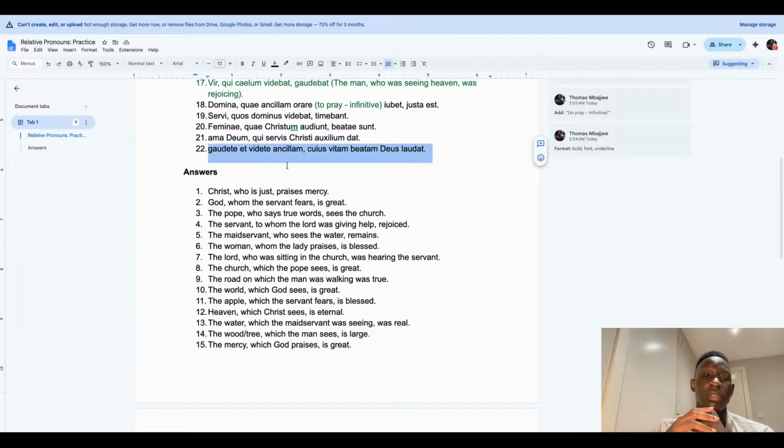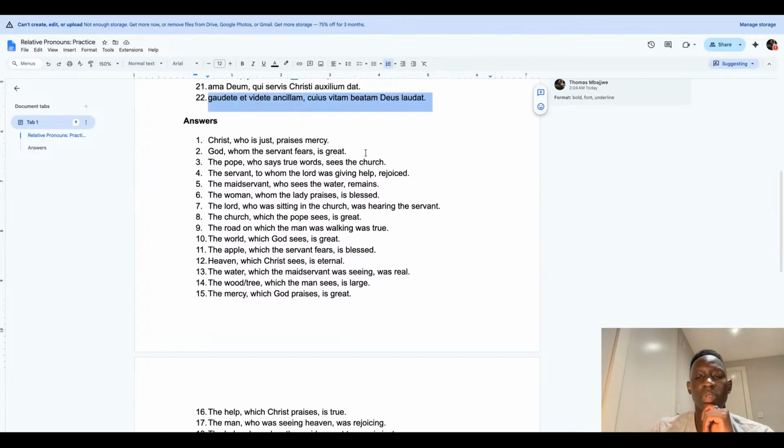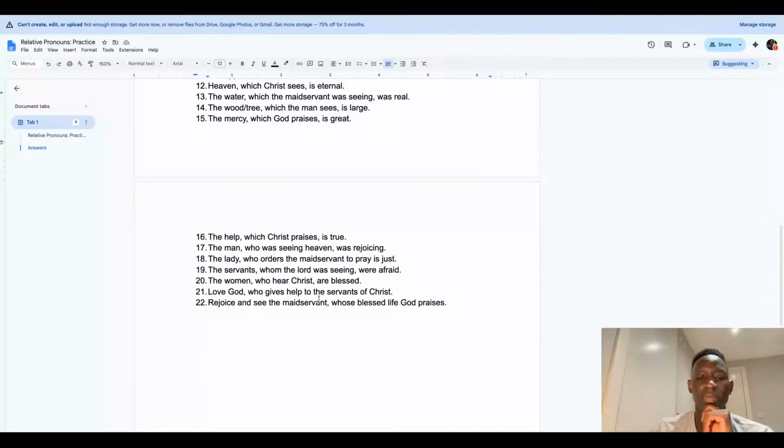Gaude et vide ancillam, cuius vitam beatam Deus laudet. Rejoice and see the maidservant, whose blessed life may God praise.